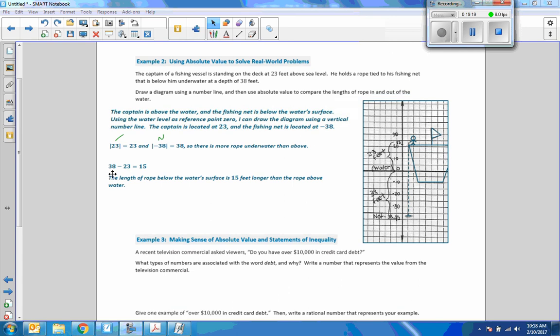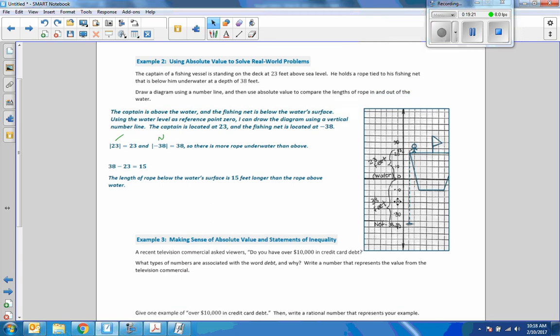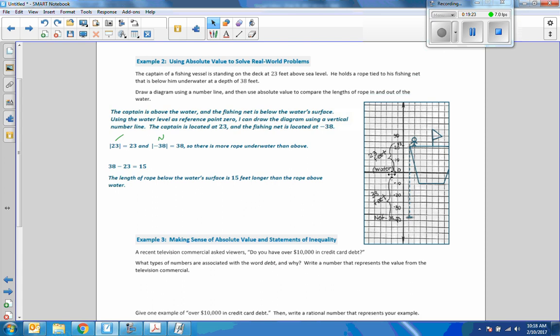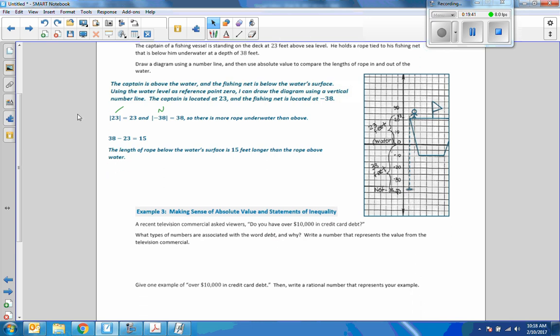Okay, so if we take that 38 feet of rope under the water minus the 23 feet of rope that's above the water, then we see that the length of the rope below the water surface is 15 feet longer than the rope above the water. Okay, so we just found out the difference as well. Okay. Example 3.